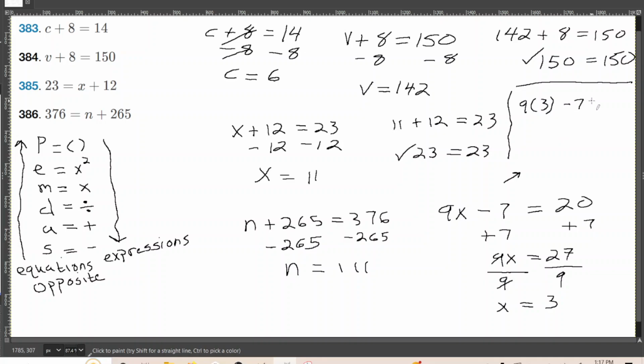Minus 7 equals 20. Well, this one we're going to use PEMDAS to do it, right? So we have a times before we have a subtraction. So this one we're going to get 27 minus 7, which is 20, right? And 20 equals 20. So this value of x that we found, x equals 3, is correct.